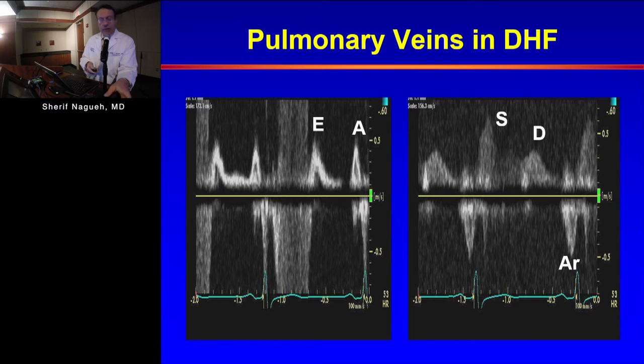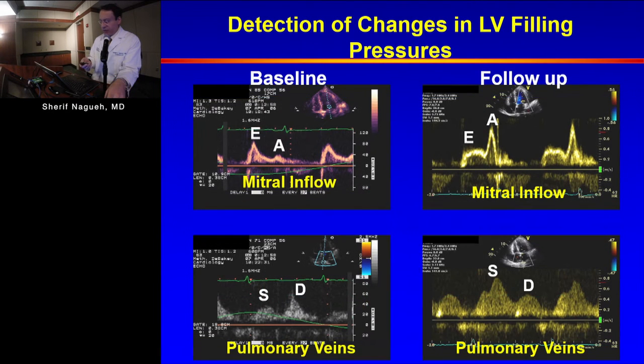The time interval, the magic value that tells us that the LV EDP is increased, is if that AR duration exceeds mitral A duration by at least 30 milliseconds. Sometimes it's visually clear to you without having to do measurements. Sometimes it's more subtle and you have to do the measurements.